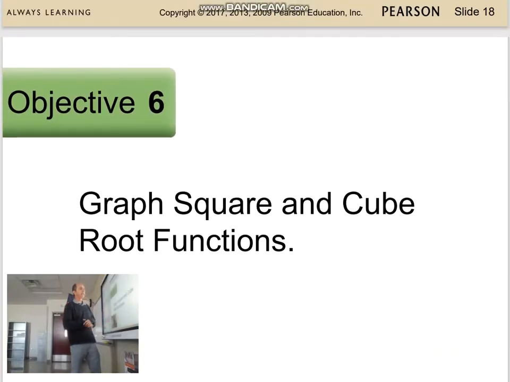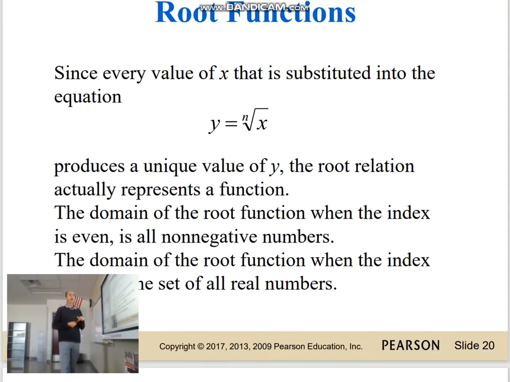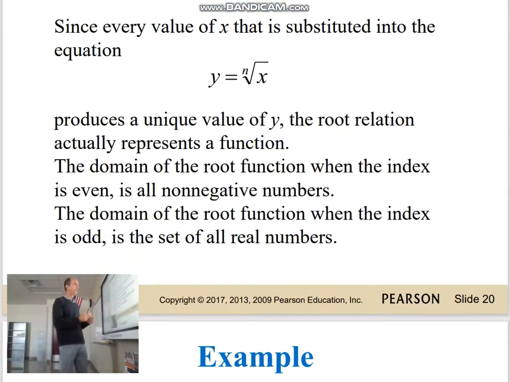Objective number 6, now graph square and cube root functions. Since every value of x that is substituted into the equation y equals the nth root of x produces a unique value, the root relation actually represents a function. For each x, you're going to have only one y. The domain of the root function when the index is even is all non-negative numbers. The domain of the root function when the index is odd is the set of all real numbers.